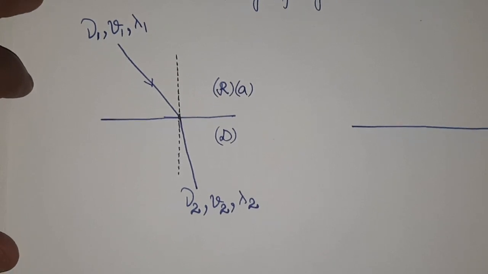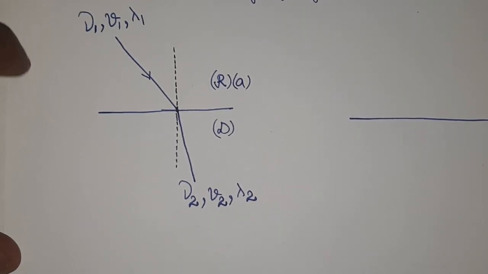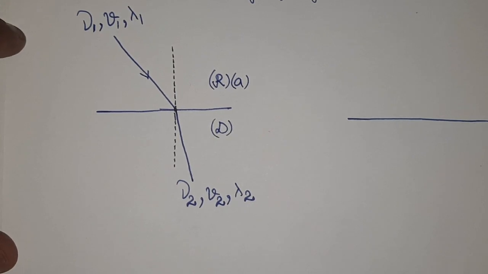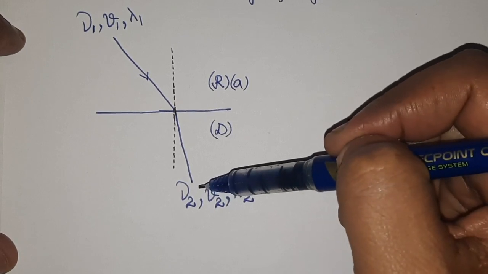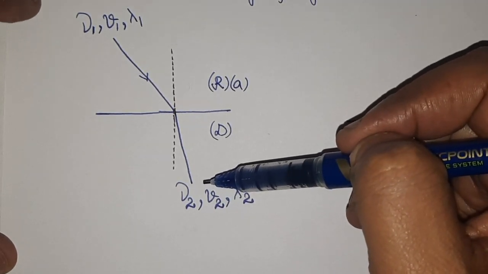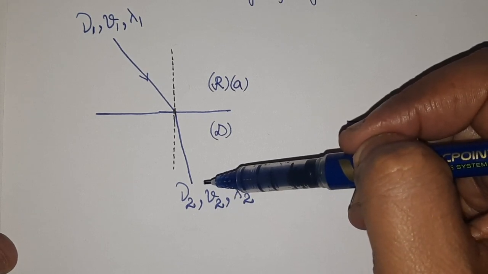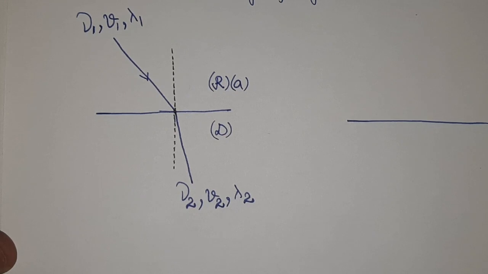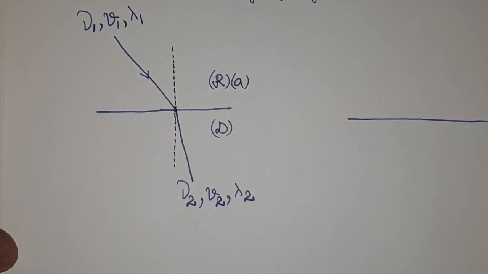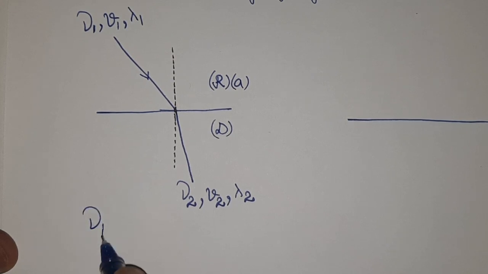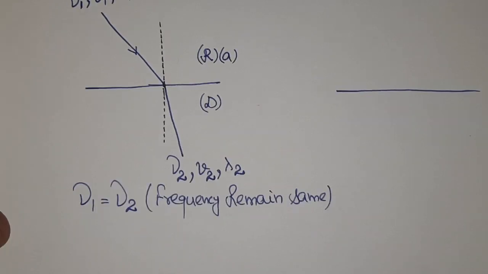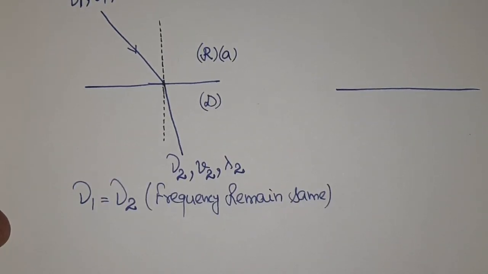Now frequency is the basic character of light. If red light is coming, it will remain red. The basic nature of a color will not change, and the basic nature of a color is defined by its frequency. So there is no change in frequency when light goes from one medium to another. So nu1 will be equal to nu2, that is, frequency remains the same. So what about velocity?